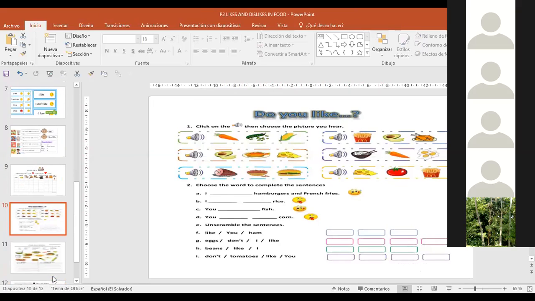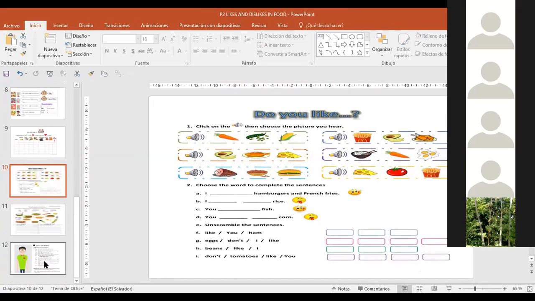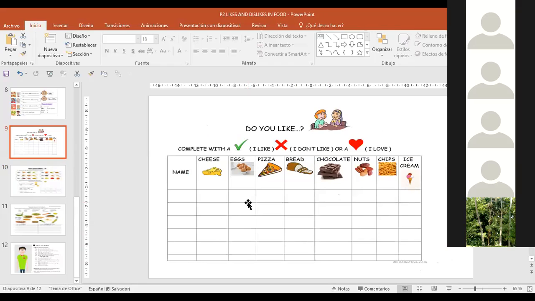So, what I want you to do is that you can tell me, for example, I will tell you mine. I like cheese. I don't like eggs, but I love chocolate. Okay, so that's me. Pensemos que eso soy yo. Entonces quiero que uno a uno me diga, use esas expresiones. I like, I don't like, y I love. ¿Quién quiere comenzar? Veamos estos dibujitos y ubiquémonos.